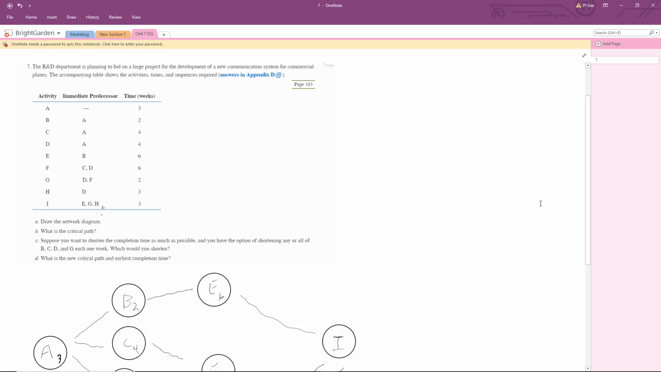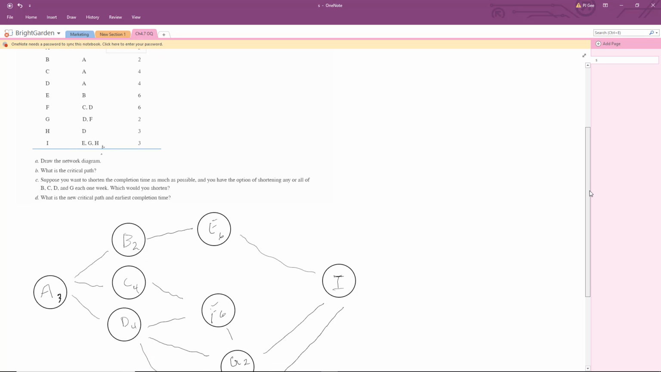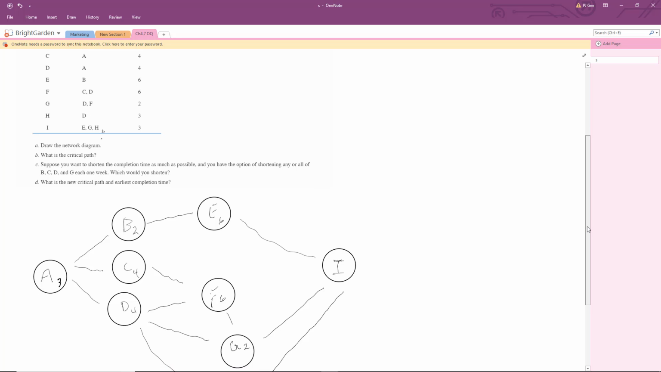Okay. So the first part of the problem always is to draw the network diagram. So if we look up top, we have A starts us out, and we have B, C, D dependent on A. After that, E is dependent on B. That'd be E here. And then we have C and D feeding F, where F is dependent on C and D from the chart above. Just looking at the chart above, we get that.